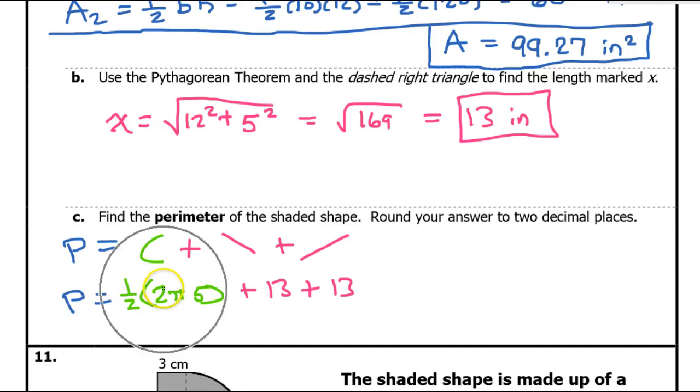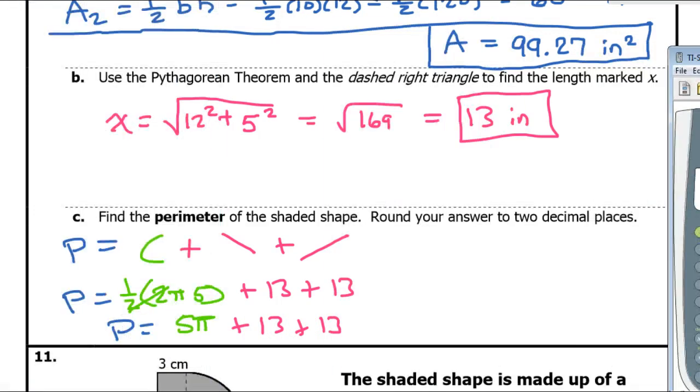Now half of 2 is 1, so basically these cancel each other out. So I'm going to end up with 5 pi plus 13 plus 13. So all I have to do is put this in my calculator.